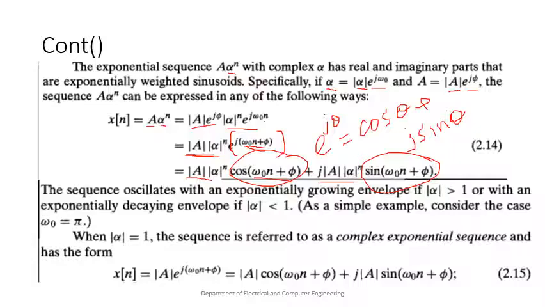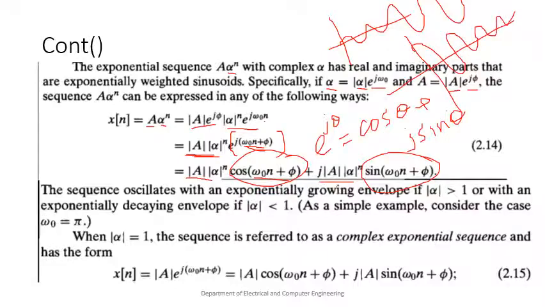We know that if alpha magnitude is 1, if the value of alpha is greater than 1, the sinusoidal will grow. If alpha is less than 1, it will decay. So the exponential envelope will decay or increase. If alpha is equal to 1, this will be referred to as complex exponential sequence. So if this is 1, it will just be a sinusoidal sequence.